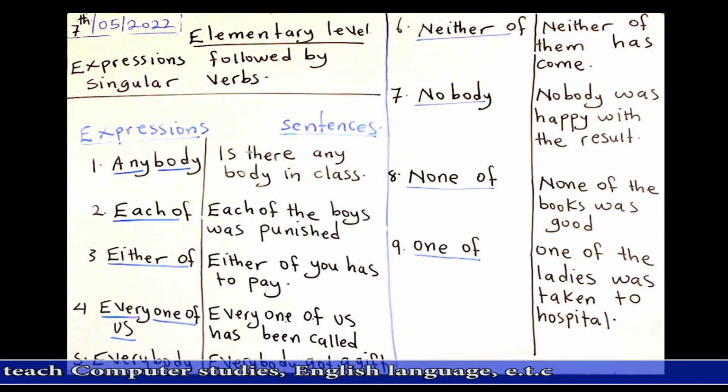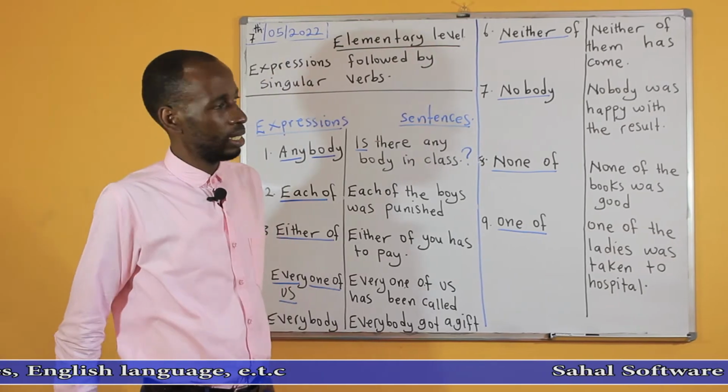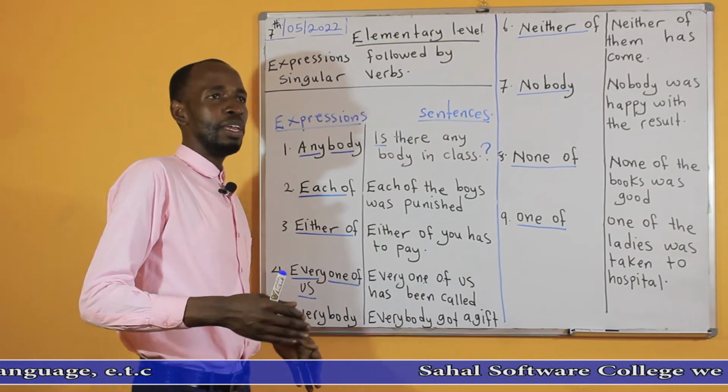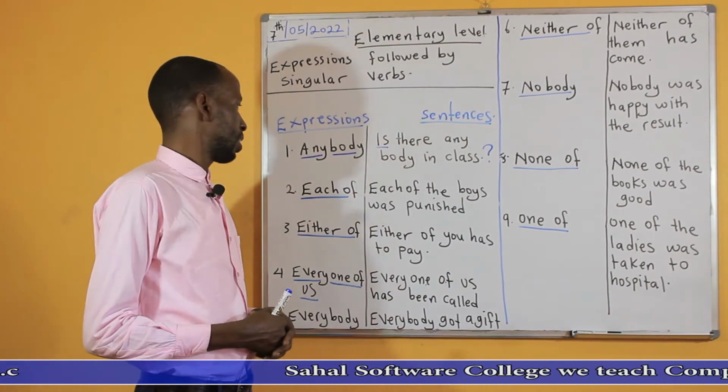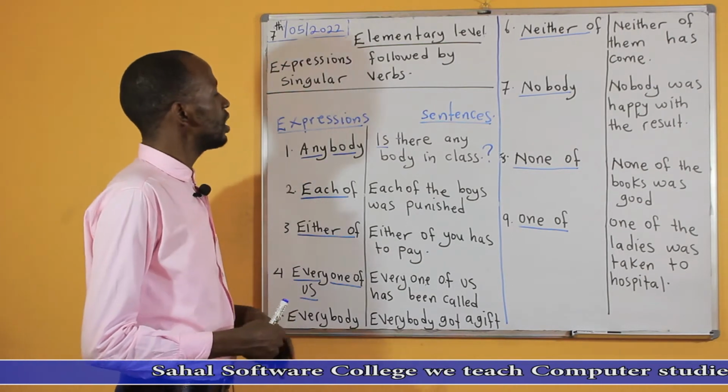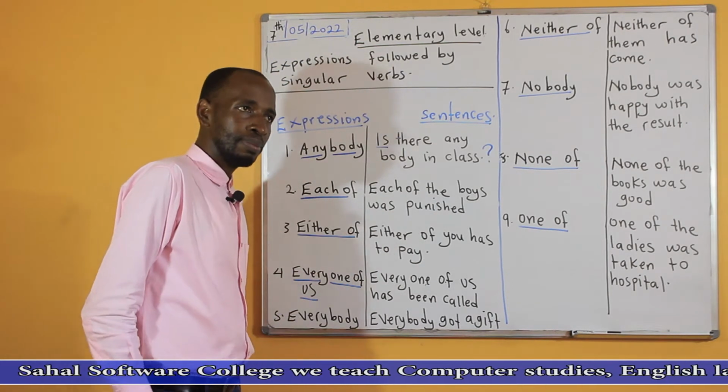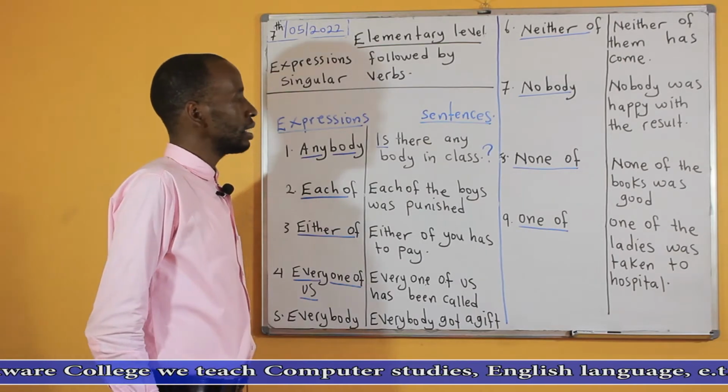Each of shows one by one. There are many people, but maybe you are talking about one by one. Each of the boys was punished. Each of the boys was punished.